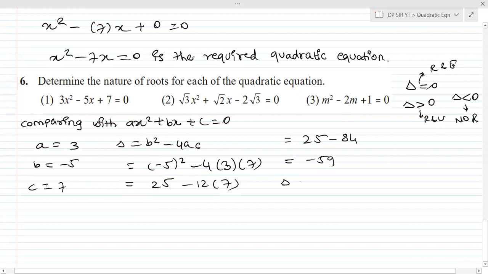It seems that delta is less than 0. It means that roots are not real. Roots are not real. And this is the nature of my roots. So roots are not real.